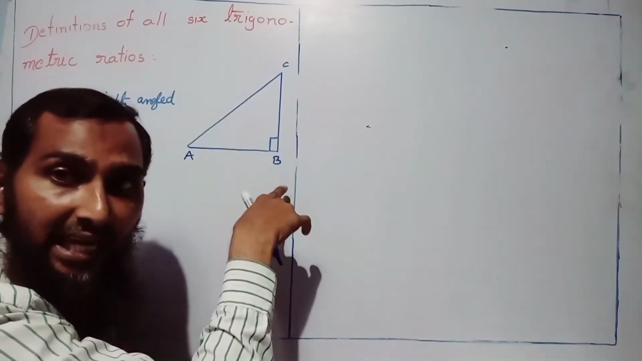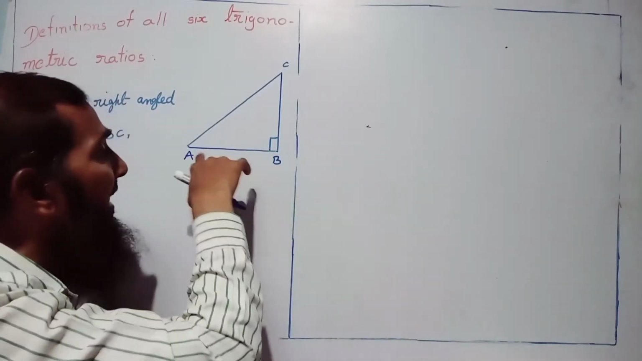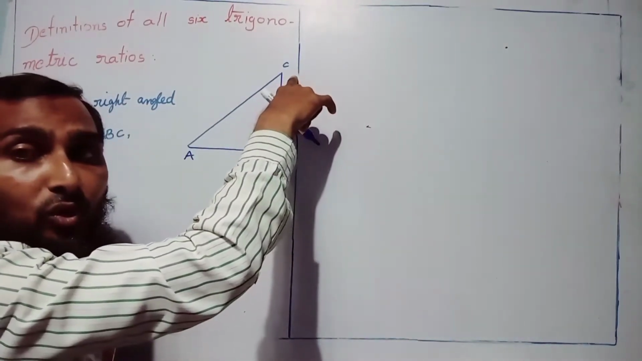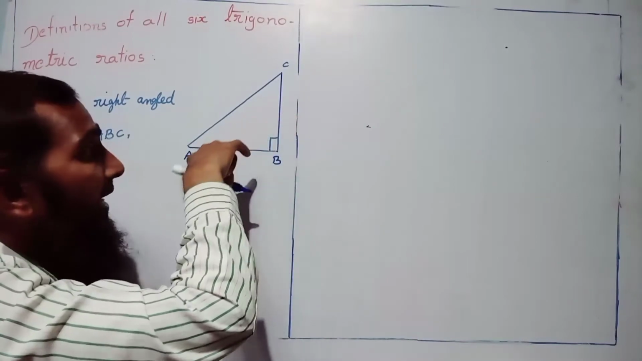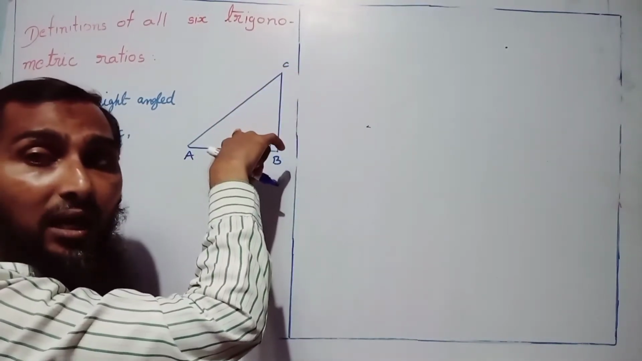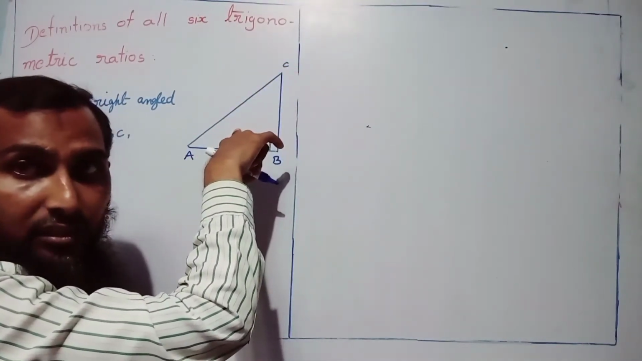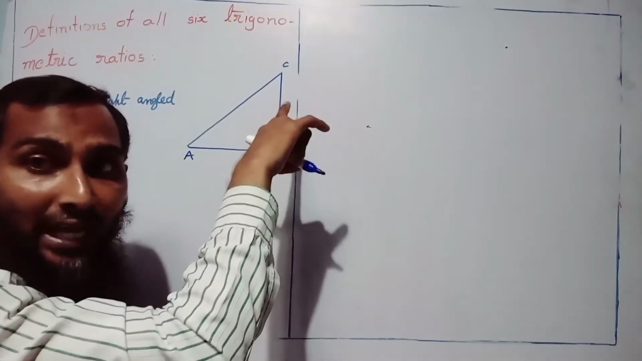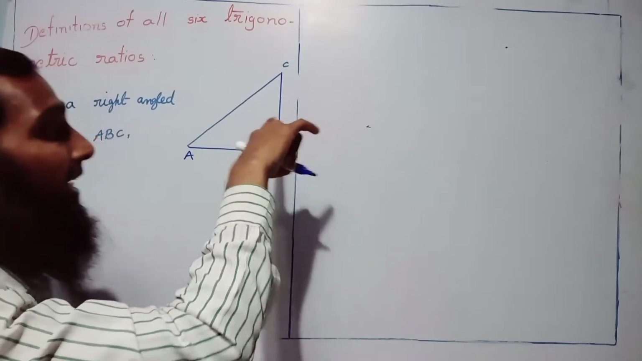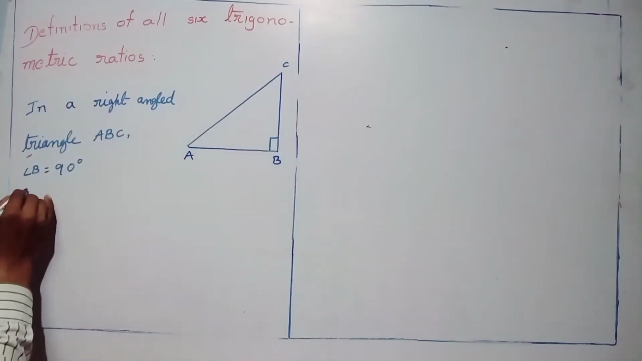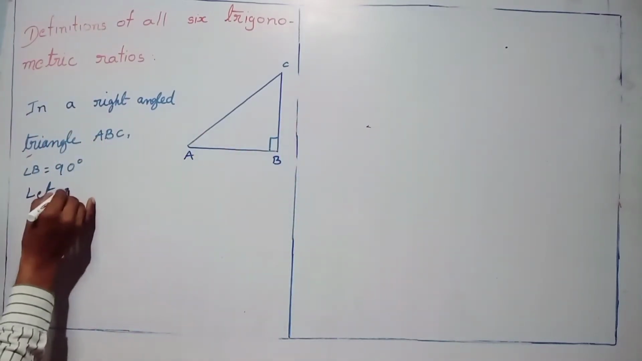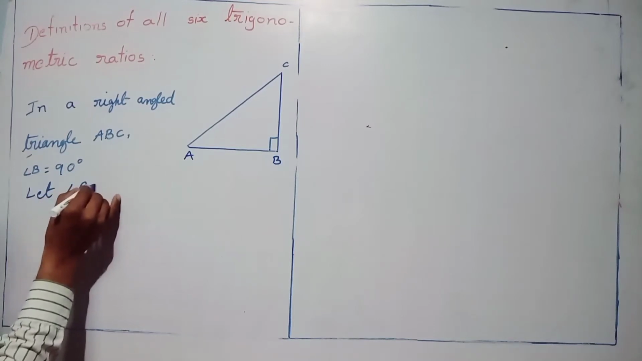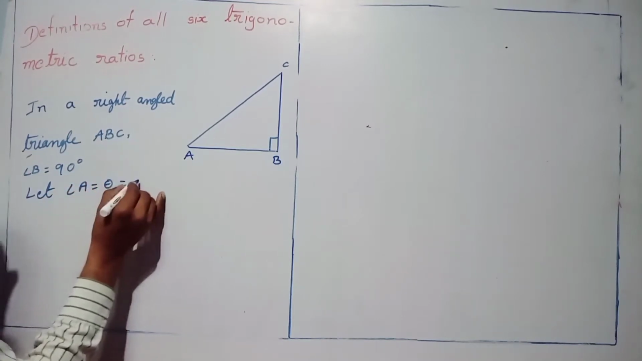If B is 90 degrees, what do you say about angle A and angle C? Both are less than 90 degrees, so both are acute angles. Take any one of these acute angles. You can select any one of them. I am going to take A. Let angle A be equal to theta. It is an acute angle.